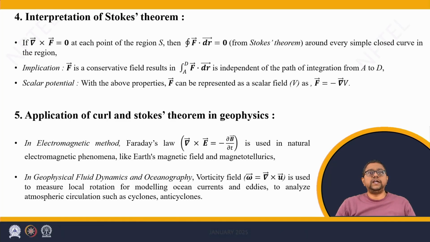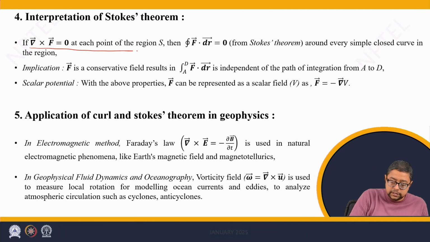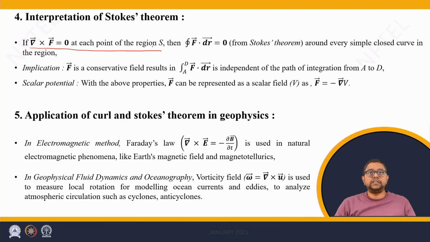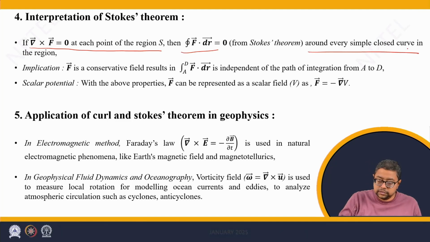If the curl of the field equals 0 at each point in a region, then the line integral would also go to 0. This happens because by Stokes' theorem, the line integral is equal to the flux of the curl. Since the curl is 0, the flux also reduces to 0. So we can obtain without further calculation that the circulation of the field becomes 0. This is valid for every simple closed loop inside the region or enclosing the region.